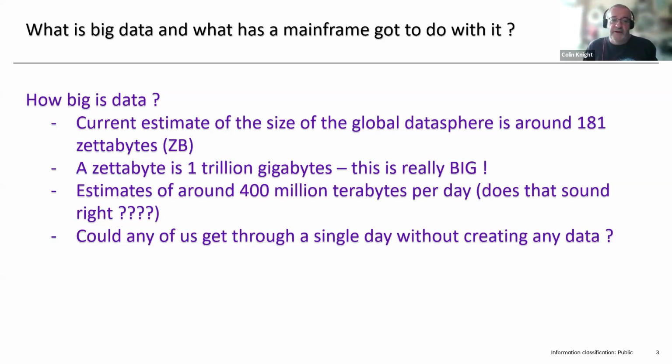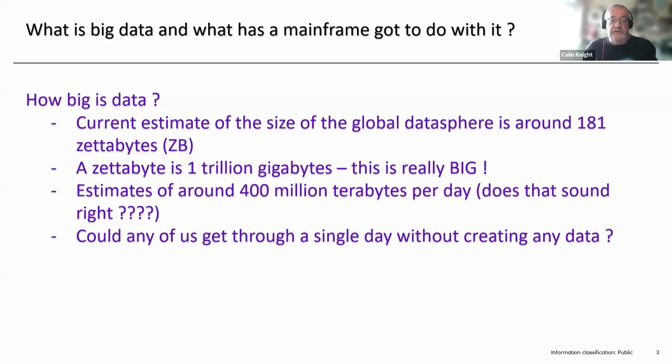The current estimate that I've seen is that in the global data sphere, there's around 181 zettabytes currently. Now, 1 zettabyte is 1 trillion gigabytes. So that's really big. And 1 zettabyte is 10 to the 21 bytes, or 1 and 21 noughts after it, bytes. So yeah, that is quite big.